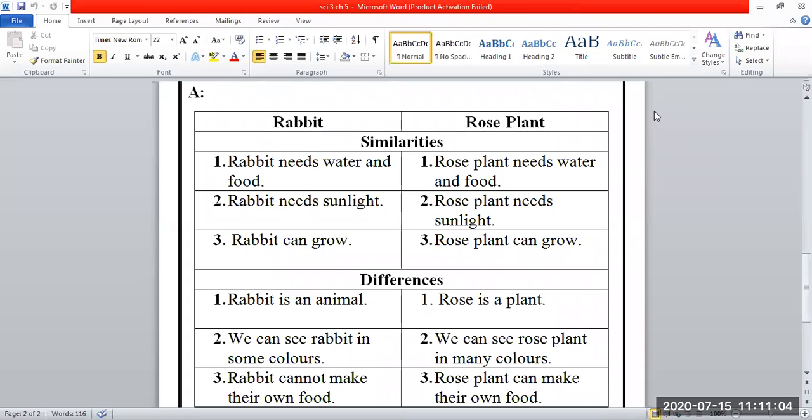Unko jo awaaz nahi aa rahi, mujhe awaaz nahi aa rahi thi pehle se. Okay Daniel, no problem at all, you can do it right now as we are having 11 minutes now.